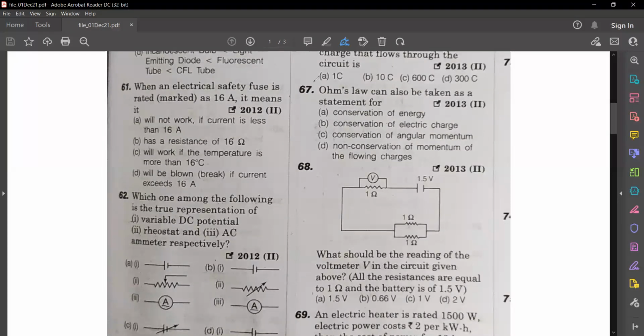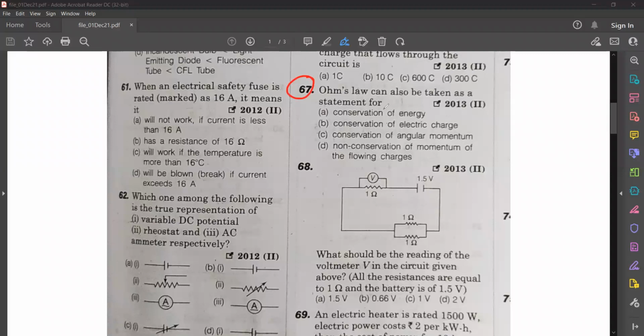Ohm's law can be taken as a statement for conservation of energy, conservation of charge, conservation of angular momentum, or non-conservation of momentum of the flowing charges. Okay, what is the correct statement?